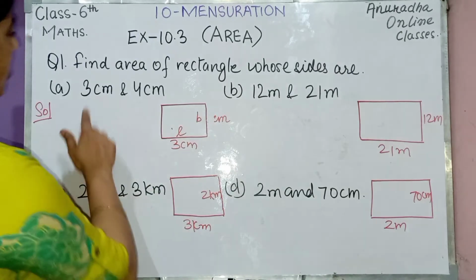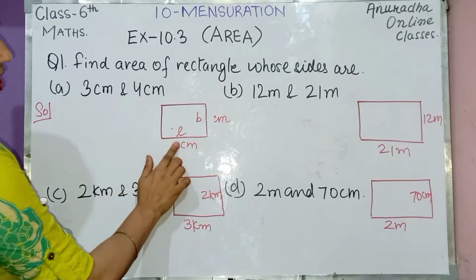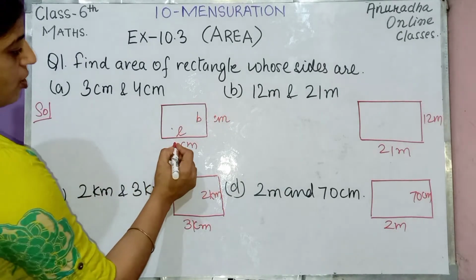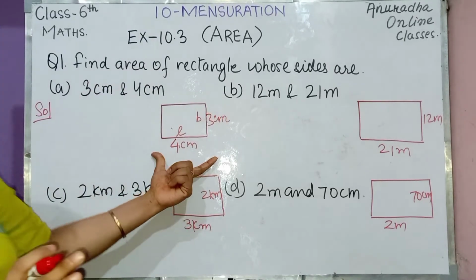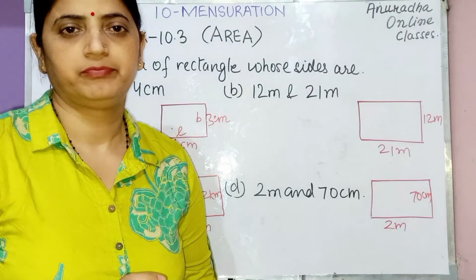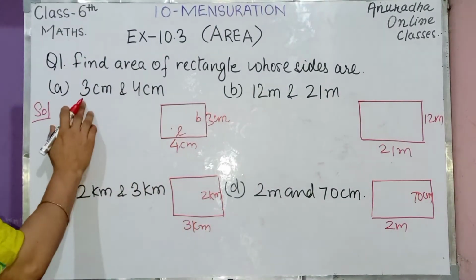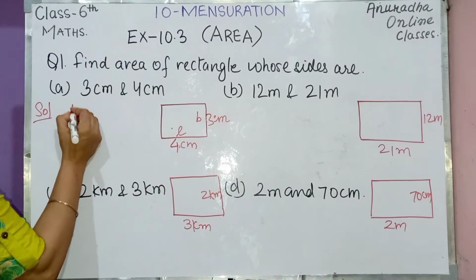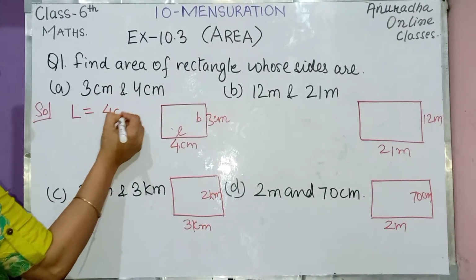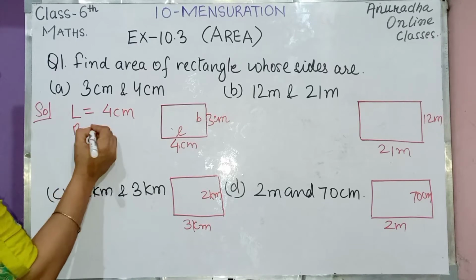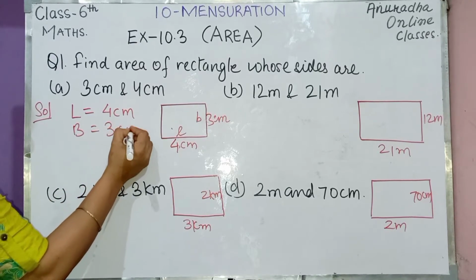See what is written here. It is written 3 centimeter and 4 centimeter. So you just write here 4 centimeter and here 3 centimeter. Always draw the figure with the question. Now see, the first one is 3 centimeter. What is the length? Length is 4 centimeter. And what is the breadth? That is 3 centimeter. Right.